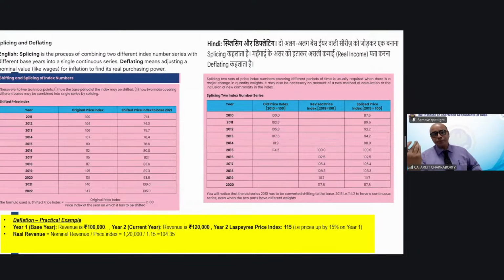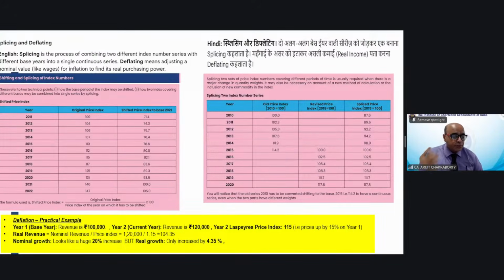So real जो है वो है हमेशा nominal income या nominal revenue divided by the price index. So price index अब क्या है? First year it was 100, next year 115, यानी 1.15. The value has increased by 1.15 times. So corresponding index we can say is 1.15. Therefore, if you just divide 1,20,000 by 1.15, even though it looks like a 20% increase, actually the real growth is much lower.